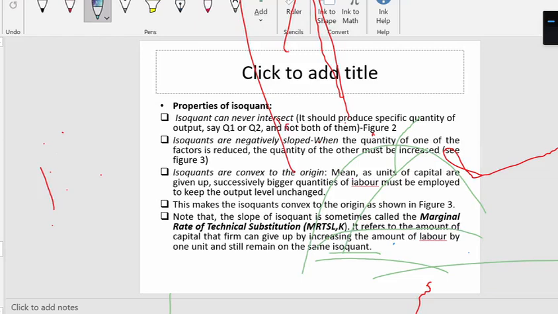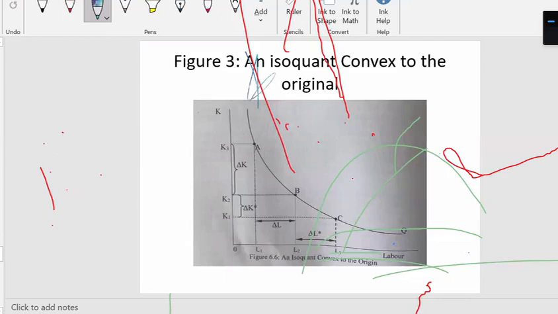Isoquant. Yani manake, sometimes this one we call the marginal rate of technical substitution. Manake the amount of capital, that means you have to increase a certain level of labor. But you are producing the same level of output. All these are Q1. Hapo unaproduce Q, hapo unaproduce Q, unaproduce Q. But different factor inputs. But there is some factor that must be given up. Are we together?